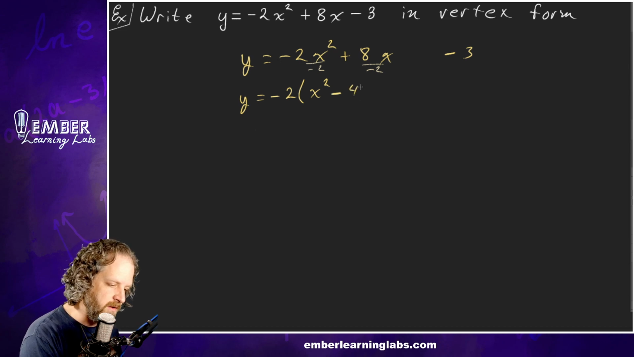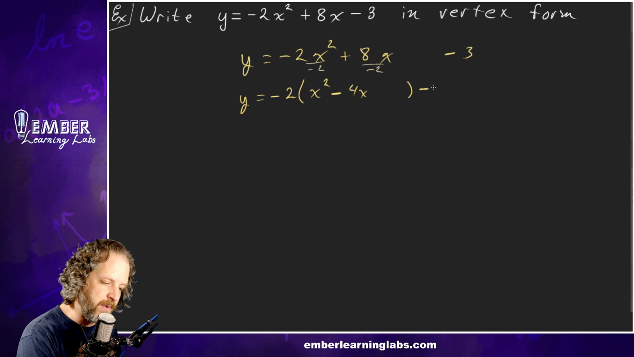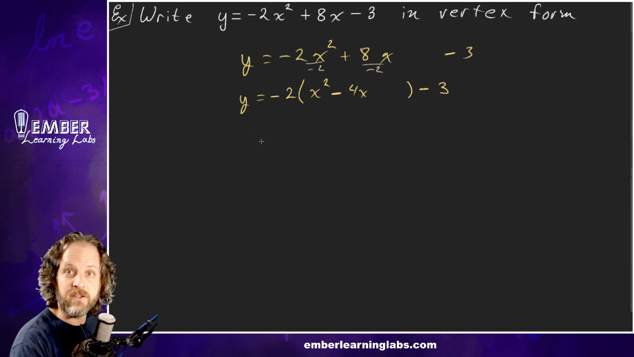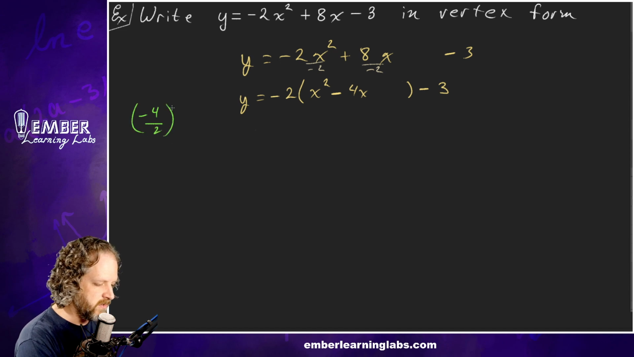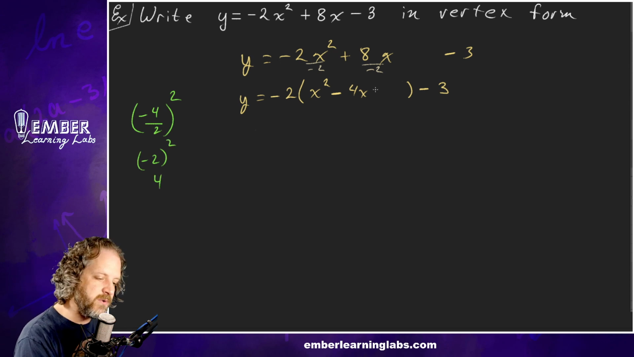I'm going to leave a little, minus 4x, I should say. I'm going to leave a little gap because we're going to put our green part in there, and then I'm going to bring down my minus 3. Now, I've got to figure out what the green part is, right? So that's going to be this divided by 2 squared. So negative 4 divided by 2 squared. Negative 4 divided by 2 is negative 2. Squared is 4. So we're going to add 4.